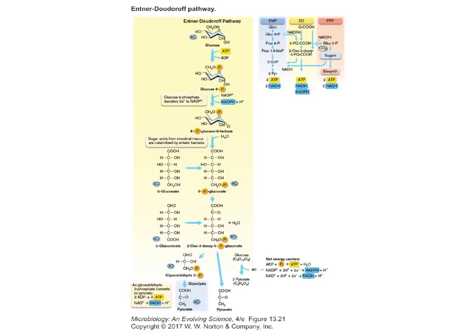All right, so I'll do the same thing. We'll go through just the summary of this. So this is the sugar acid, so that's different. The ED pathway. So again, we're starting with glucose. And this is the same step, right? So you get the glucose 6-phosphate.